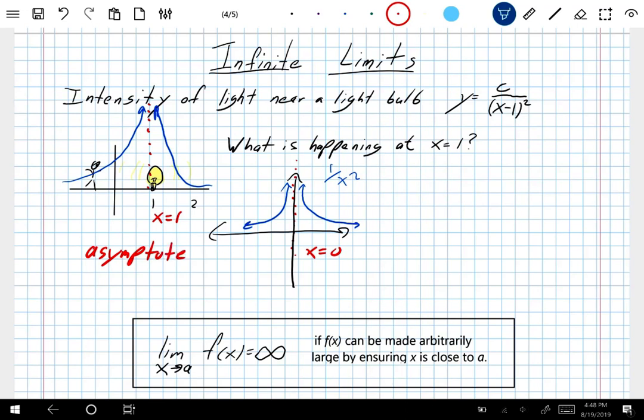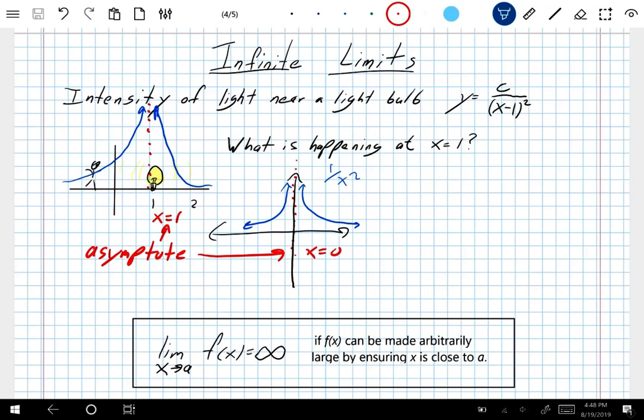Now I should say the asymptote is the line itself. So it's not like a concept in your brain. The asymptote here is x equals 1, and the asymptote here is x equals 0. It is that line. And if you wanted to say, oh yeah, there's an asymptote, what is it? It's x equals 1, or it's x equals 0. Okay, those define a vertical line. So those are vertical asymptotes. And this section is really about vertical asymptotes.